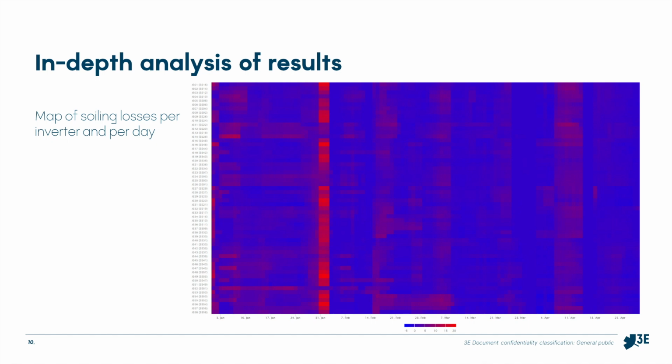So here you are seeing the soiling losses per inverter and per day. And that's of course a very big advantage compared to sensors, for instance, that you have a very high spatial resolution. You know exactly where these losses are occurring, and you can identify local soiling losses if they occur.